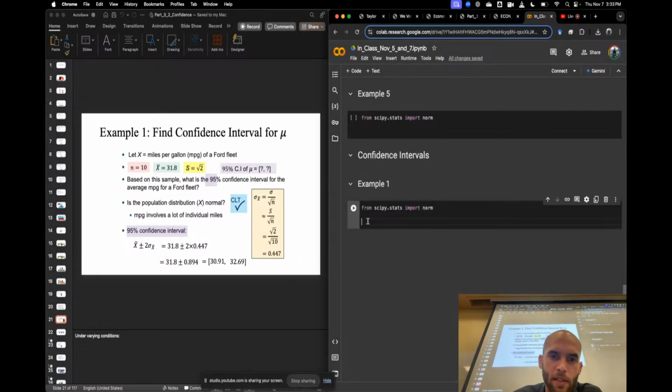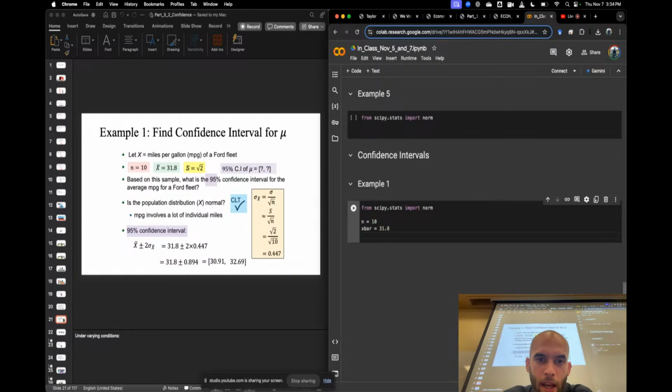So maybe the first place to start with doing this, the first thing, we'll just put in our sample size. So n is equal to 10. We have x bar. So x bar, we could set this equal to the information we're given. So this is 31.8. And then our sample standard deviation is the square root of 2.